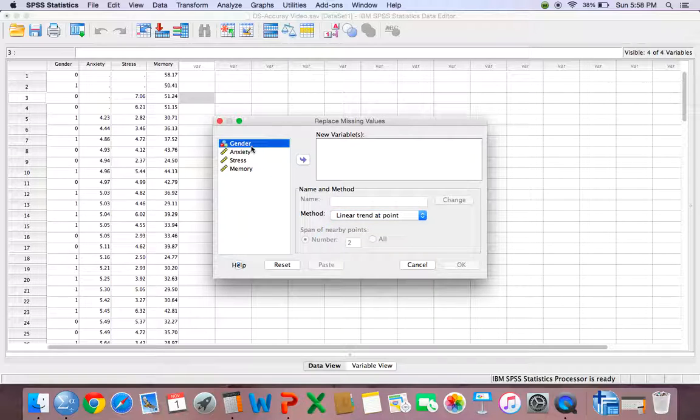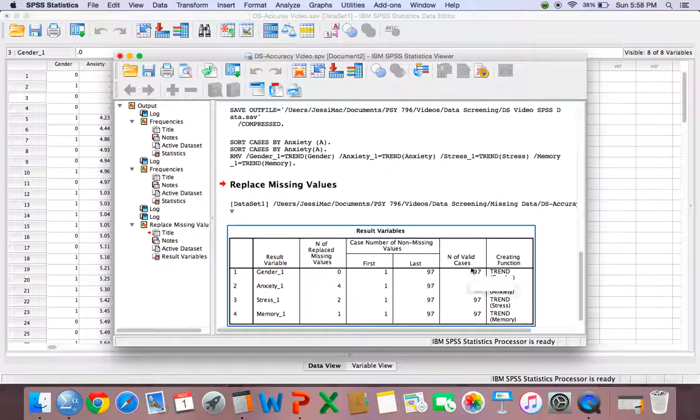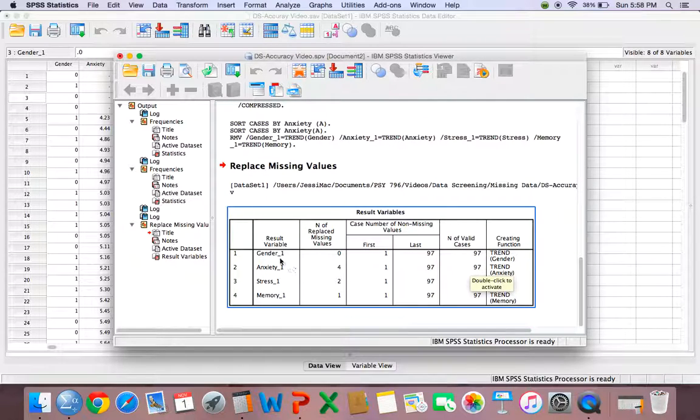Now I'm going to go ahead and highlight all my variables and move them over. And I am going to go ahead and hit OK. And this creates a bunch of new columns. The new columns are the ones that have an underscore and a 1 at the end. And I can check and see how many data points got filled in. For anxiety, I see that 4 data points got filled in. For the stress column, I see that 2 data points got filled in. And for the memory column, I see that 1 data point got filled in.